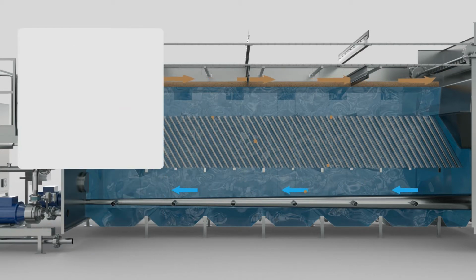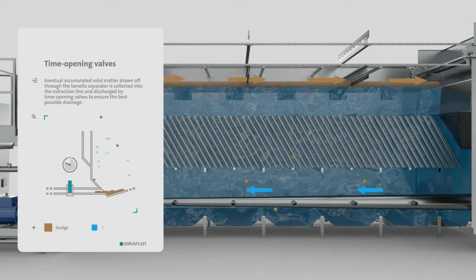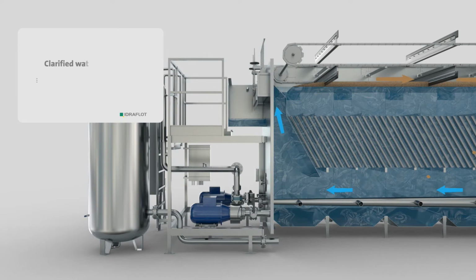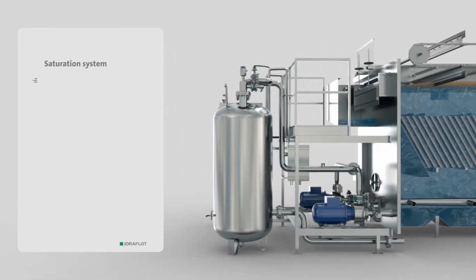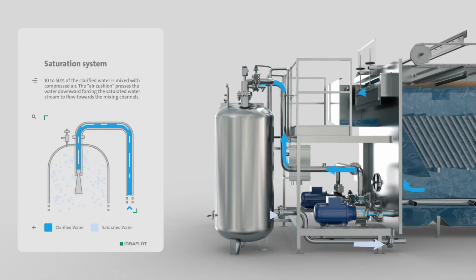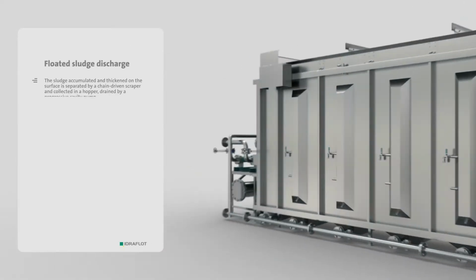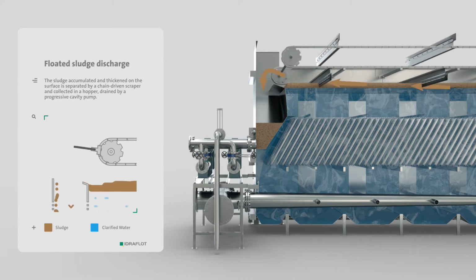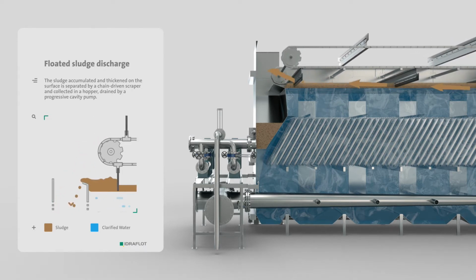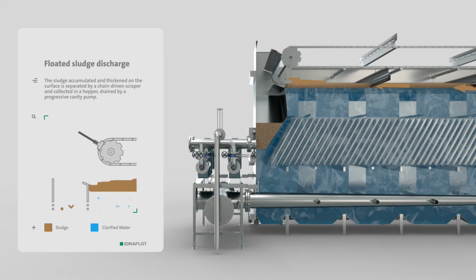layers above the liquid, and the clarified water flows through a lamellar separator to the bottom of the flotation tank. The clarified water then flows up via the baffle and out over the overflow sill. The white water is produced in the saturation tank using part of the clarified water. The accumulated sludge, which has been thickened on the water's edge, is separated off by the chain-driven scraper and then collected in a hopper from where the single-screw pump sends it to storage.